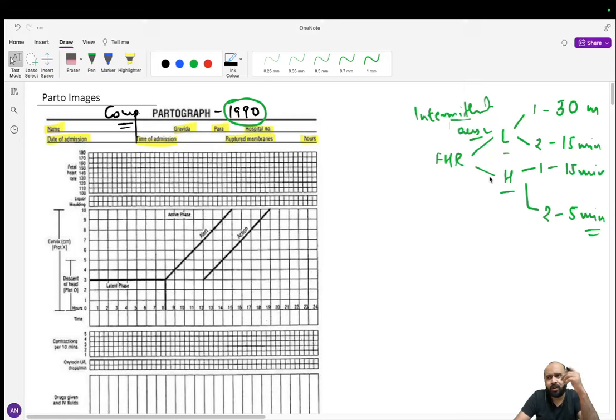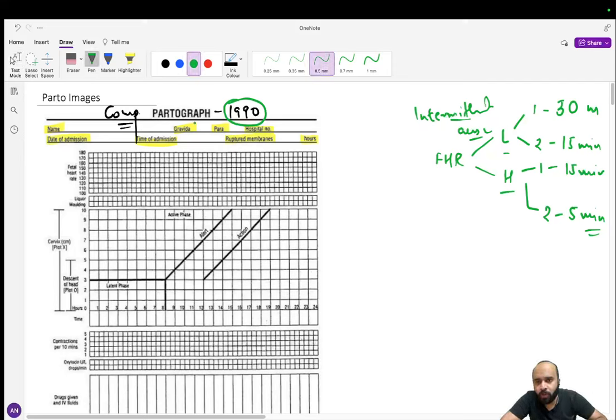But if you are in a resource limited setting like a civil hospital, then you will be resorting to intermittent auscultation with your handheld Doppler. In labor, do not prefer using the stethoscope because you cannot count how much the heart rate is. So always use a Doppler which shows a reading. So every 30 minutes, or 15 minutes, or 5 minutes, depending on whether it is the first or second stage and whether your patient is low or high risk.